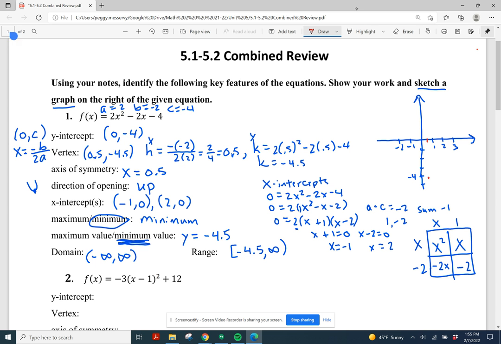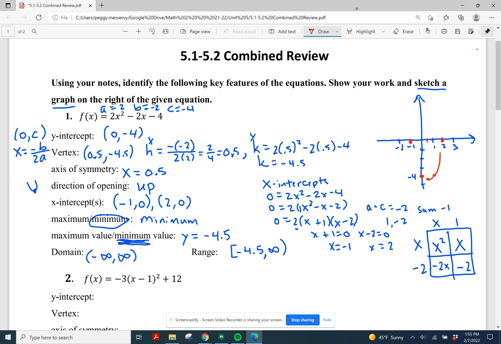Negative 4. So 1/2, negative 4.5 is our vertex. 0, negative 4 is our y-intercept. Let me move that down just a tiny bit. 1/2, negative 4.5. I've got x-intercepts at negative 1 and positive 2. And using that symmetry line, I can get a point right here at 1 and negative 4.